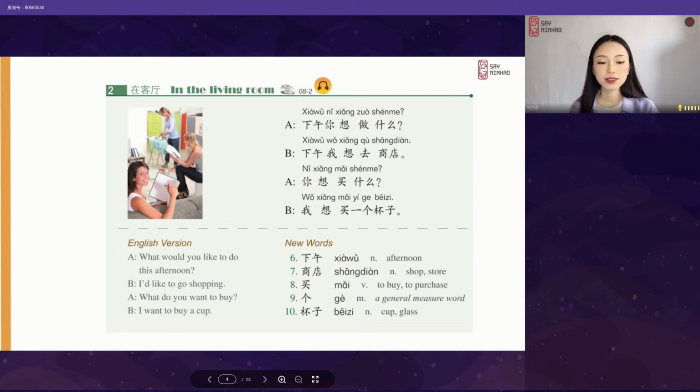Okay. Now let's try to read these new words from the start, each twice. 3, 2, 1. 下午, 商店, 买, 个, 杯子. Please pay attention to this 下午: the 午 is a third tone and it is in a disyllabic collocation, so we should read it as a half third tone, okay? Half third tone, 下午.